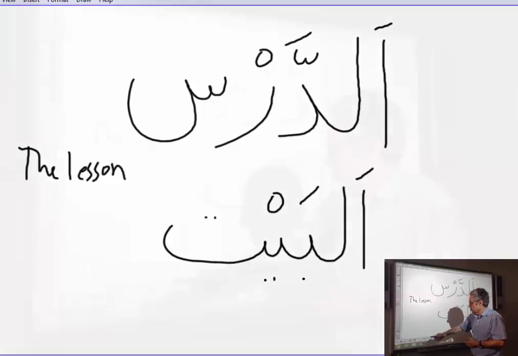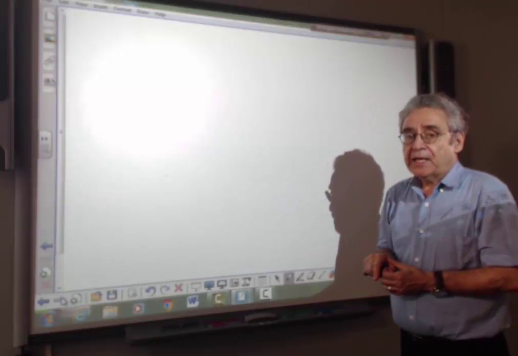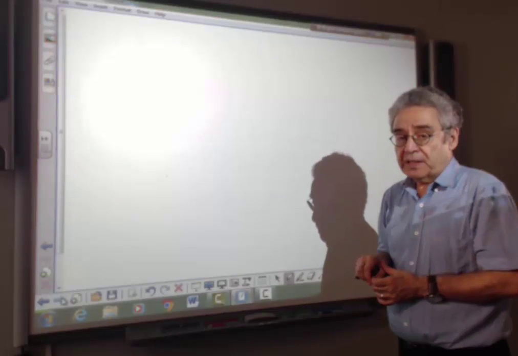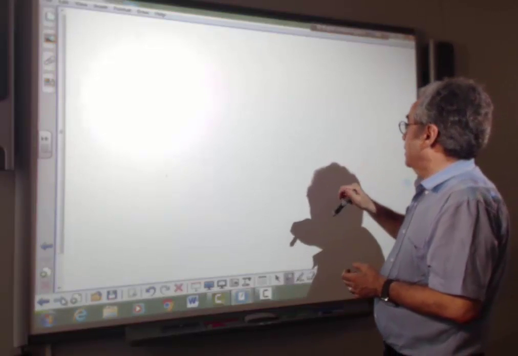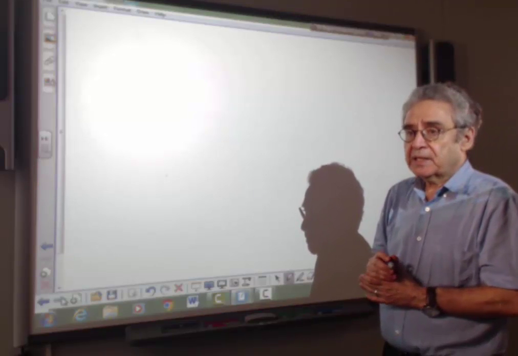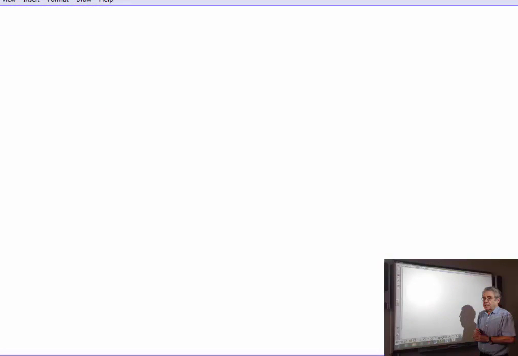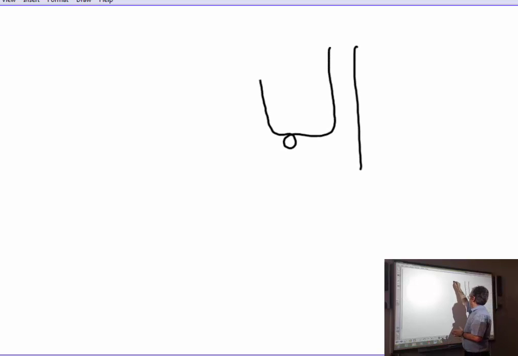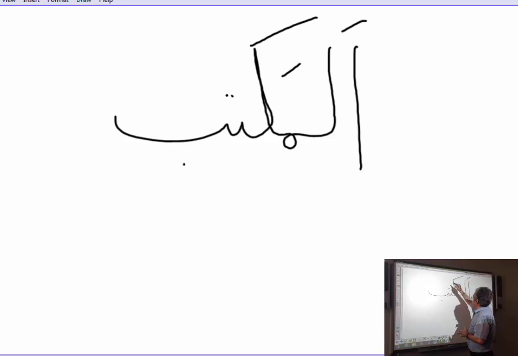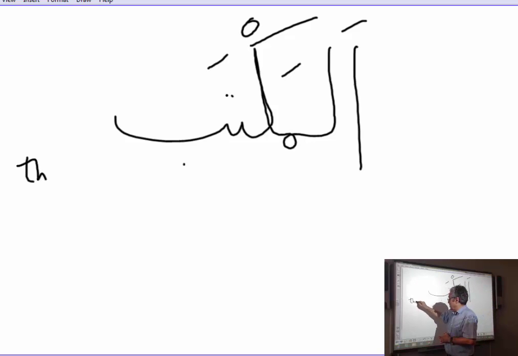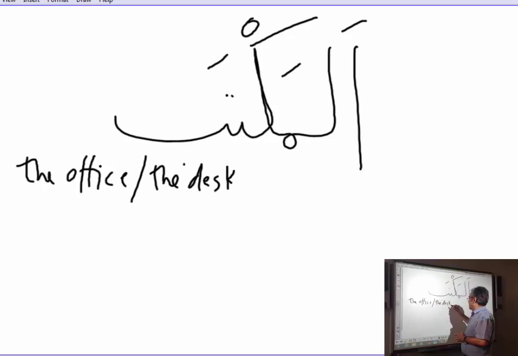Next word. Al-Maktab. The meaning of Al-Maktab is the office. And the other meaning is the desk.